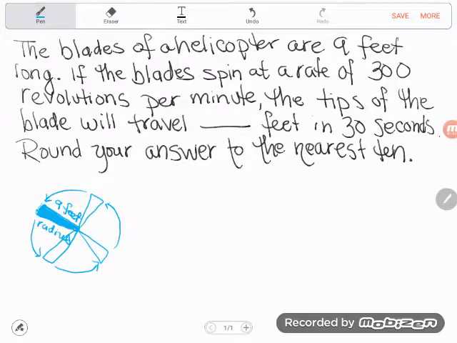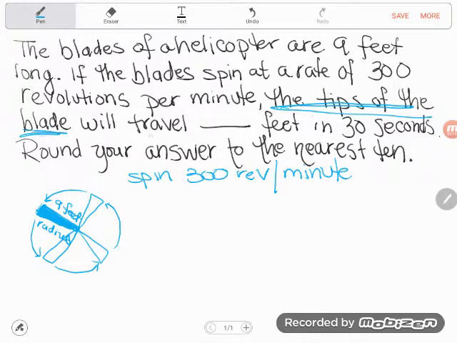It says the blades spin at a rate of 300 revolutions per minute. I'm just going to write that down. They spin at 300 revs per minute, and we usually use a slash to represent the word per because we're so lazy. Okay, now what are we looking for? We're looking for how far the tips of the blade will travel in 30 seconds.